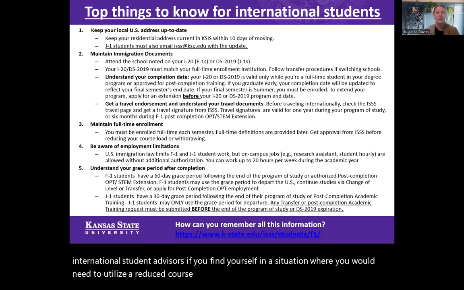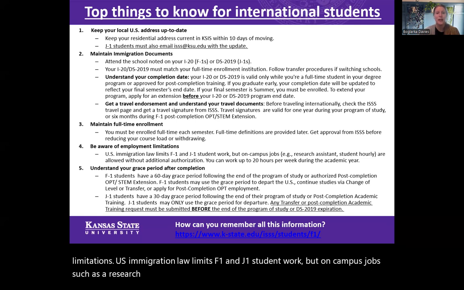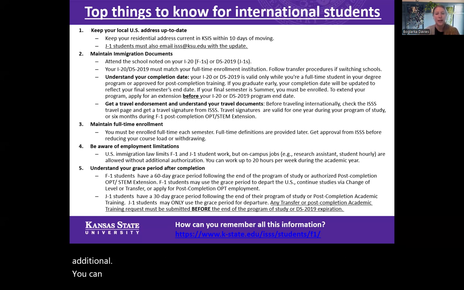You need to be aware of your employment limitations. U.S. immigration law limits F1 and J1 student work, but on-campus jobs such as a research assistant or a student hourly worker are allowed without additional authorization. You can work up to 20 hours per week during the academic year.